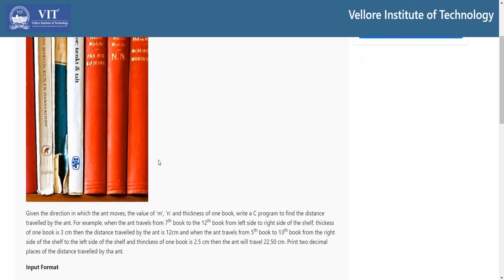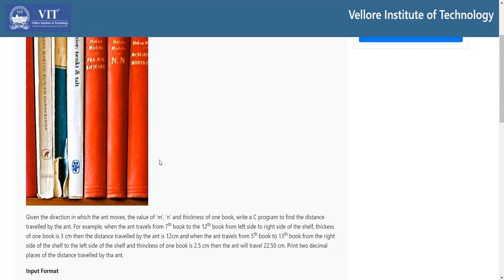The point we need to note here is that if the ant moves from right side towards the left side, it starts from the starting point of the nth book, and if the ant wants to move from left side towards the right side, then it starts from the end point of the nth book, not the starting point of the nth book. So n is 7 here.